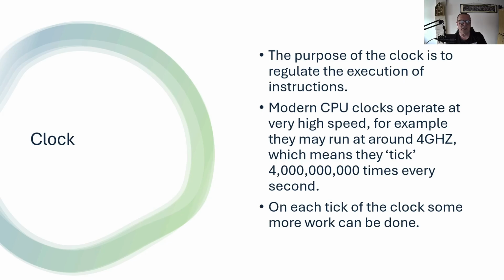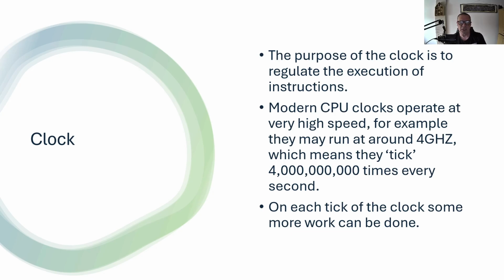The clock is there to regulate execution of instructions. In a modern CPU, for example, in a personal computer, you'd find your clock running at about 4 gigahertz. Of course, hertz is a measure of frequency, and gigahertz means, in this case, 1000 million. So 4 gigahertz would be ticking, so to speak, 4,000 million times every second.